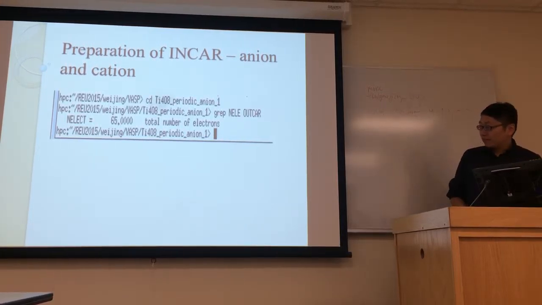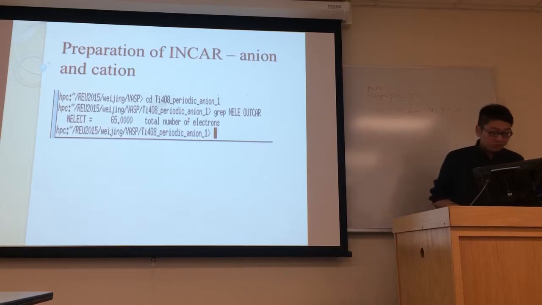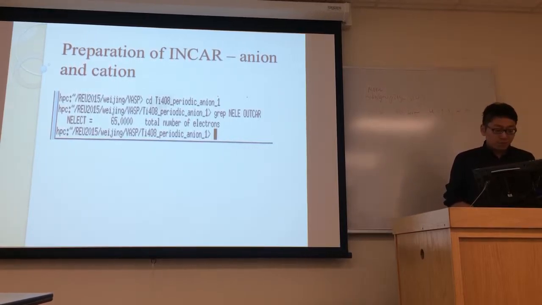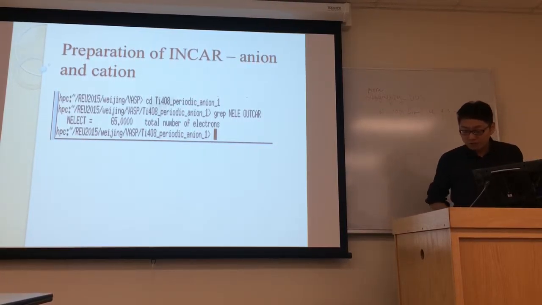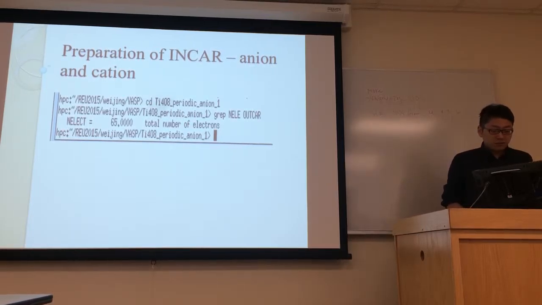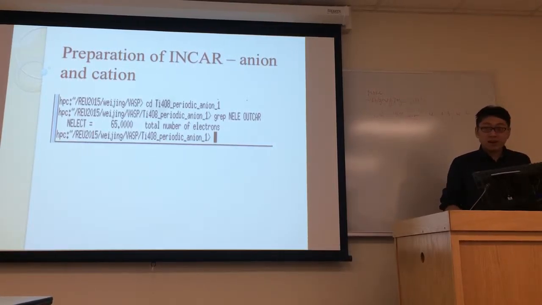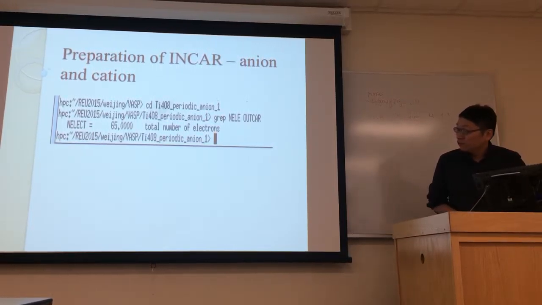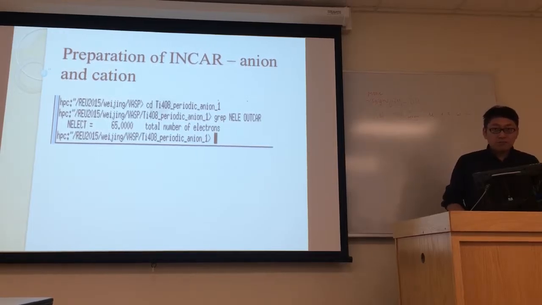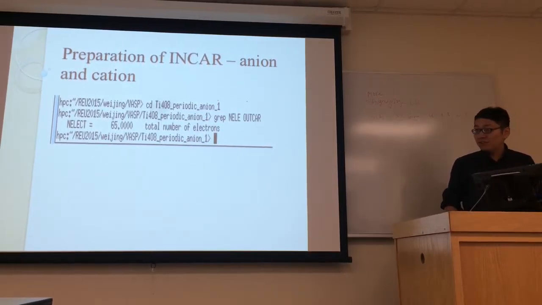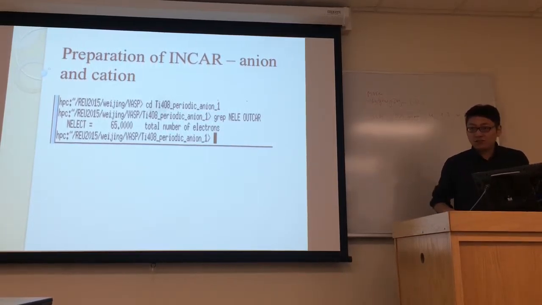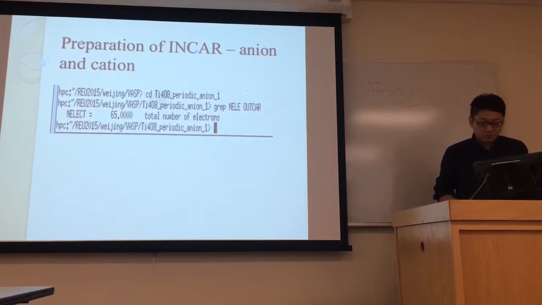So this is what I take from my own work. First, you need to count the total number of electrons. There's a couple of ways. You could just type grep number of electron OUTCAR, or you could go to OUTCAR and find the list of 40 states, so you could count the total number of electrons directly from there.